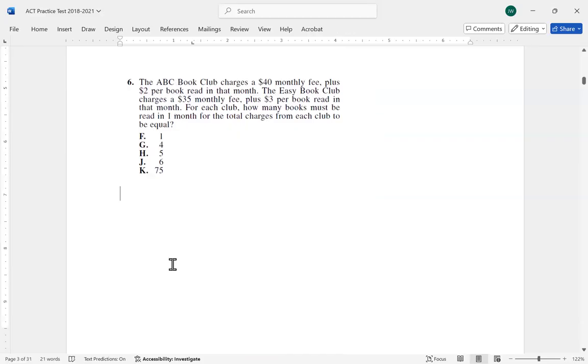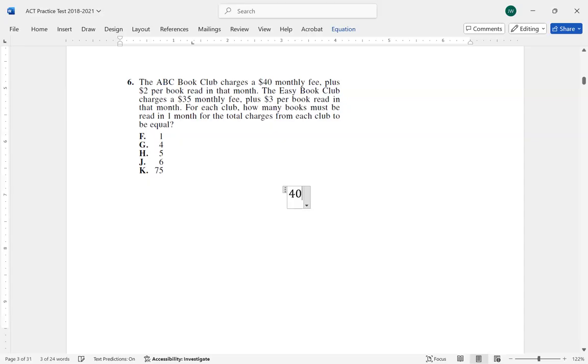Question 6. The ABC Book Club charges a $40 monthly fee plus $2 per book read in that month. The Easy Book Club charges a $35 monthly fee plus $3 per book read that month. For each club, how many books must be read in 1 month for the total charges from each club to be equal? So basically, we need to figure out when the fees are equal.